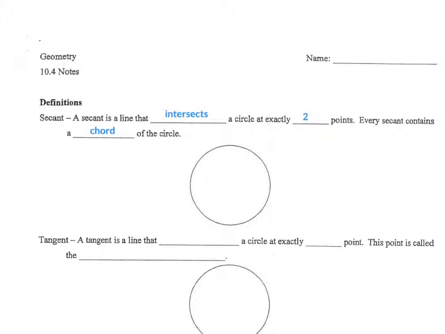A secant is a line that intersects a circle at exactly 2 points. Every secant contains a chord of the circle. So here is a secant. And it crosses at point A and point B, and your chord would be AB.